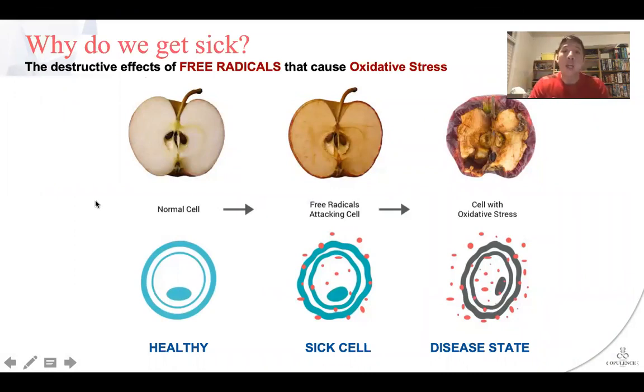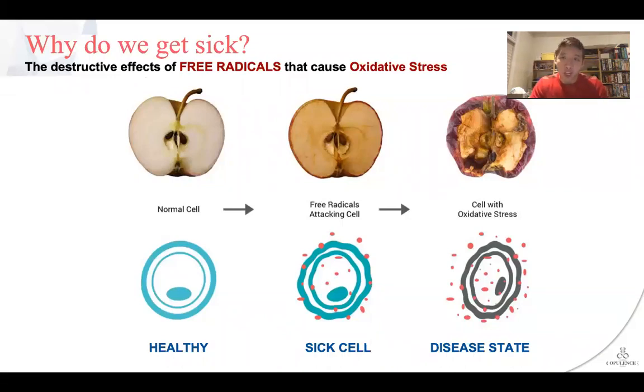The oxygen that we breathe in has a byproduct called oxidative stress. You can see here a normal apple. If you leave it on the table for a period of time, the inside of the apple will start to turn brown, and that process is called oxidation. It all comes down to free radicals, which are basically unpaired electrons in the molecules of our body.